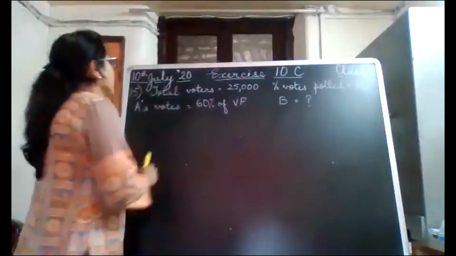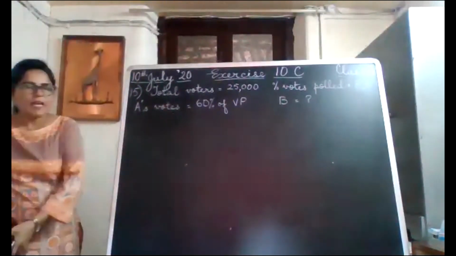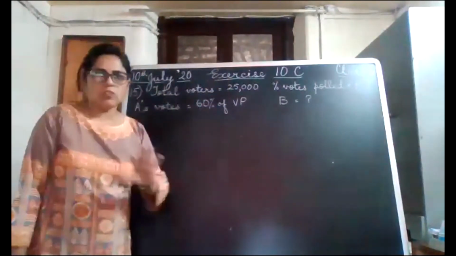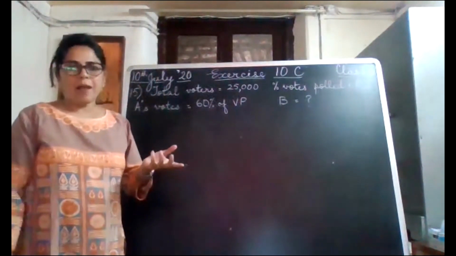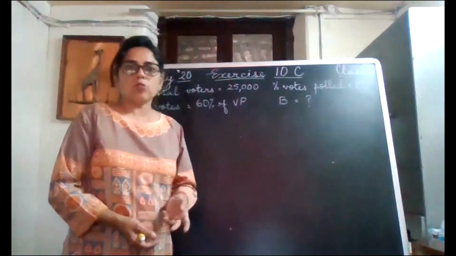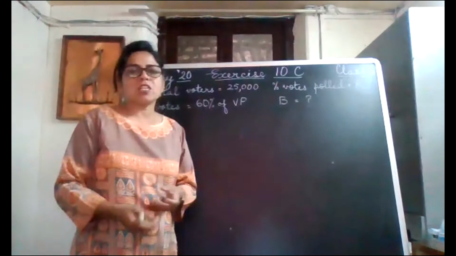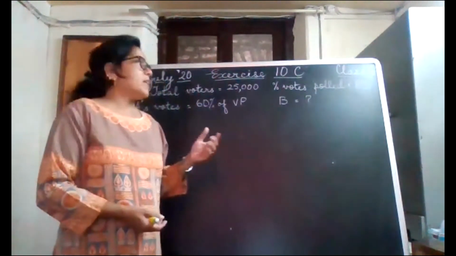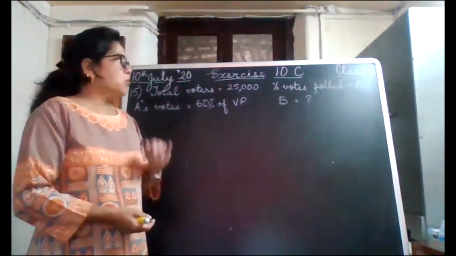So I have already written the information which is given in the question on the board, that in all there are 25,000 voters and all of them did not go for voting. That happens in our country also. All the people who are eligible to vote do not go for some or the other reason. Probably they are out of station or they are unable to go to the place where the polling is taking place. So they may have their reasons for not being able to go.